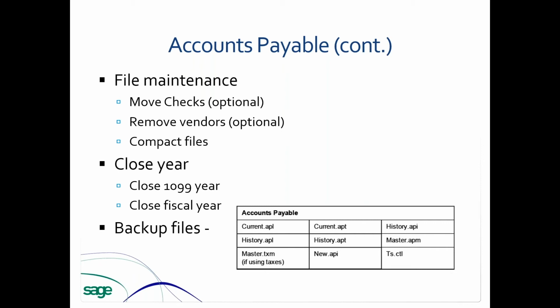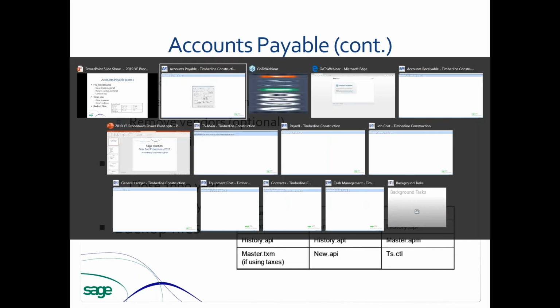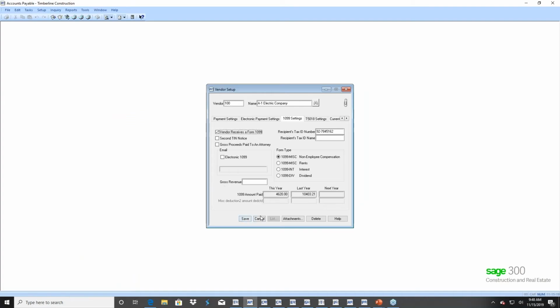And then lastly, again, the two close year programs. These are fairly simple. I'm going to show you the two screenshots for this. I'm also going to show you how to do the backup. I'm going to demonstrate this using accounts payable as our example, but this will be basically the same in each application. So let me jump back into accounts payable here.